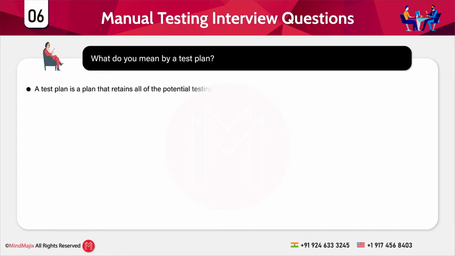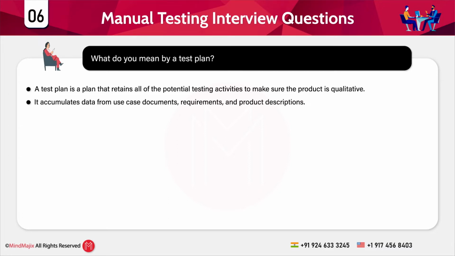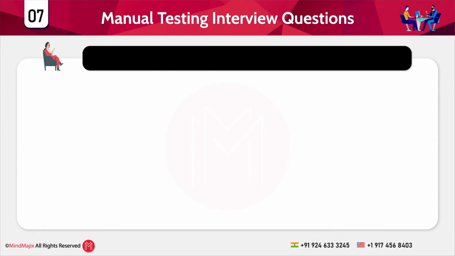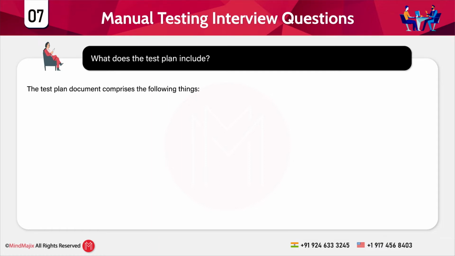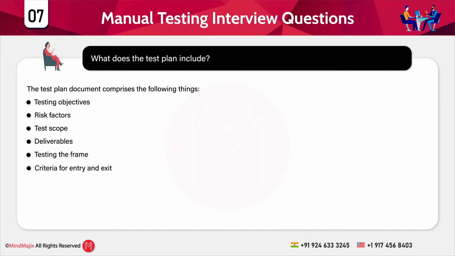A test plan is a plan that retains all of the potential testing activities to make sure the product is qualitative. It accumulates the data from the use case documents, requirements, and product descriptions. So let's move ahead with the next question, which is an extension to the previous question. It states, what does the test plan include? As you can see on the screen, these are the things included in the test plan, such as testing objectives, risk factors, test scope, deliverables, the testing timeframe, criteria for entry and exit, the testing environment, and the reasons for testing.